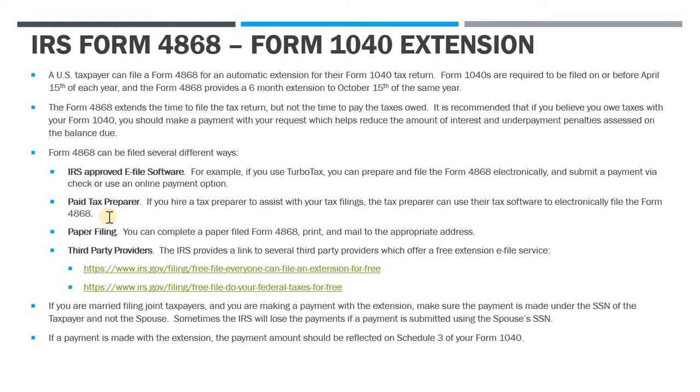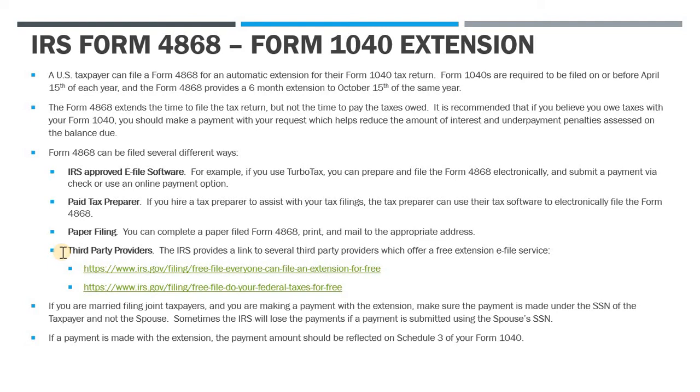Now, paper filing does take a little while longer. It's also a little more risky because you never know. Things get lost in the mail. It could show up to the IRS site and they lose it. So e-filing is always the preferred route. If you ask either myself or any other tax preparer out in the space, e-filing is always the best way to go. And then the last one here, third-party providers.